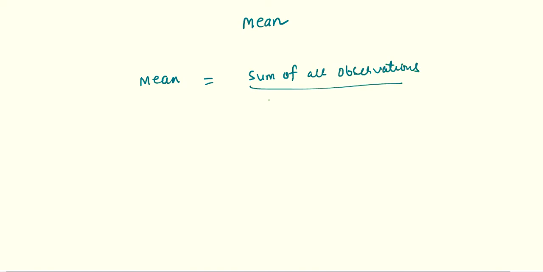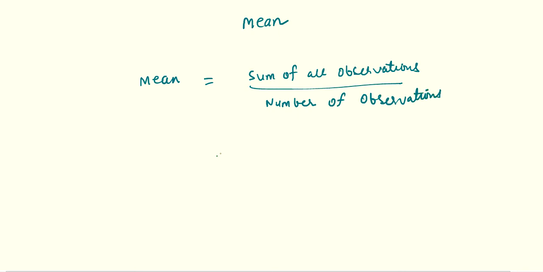After exercise 21A, our next topic is mean, that is arithmetic mean or average. So, what do you mean by mean? Mean equals sum of all observations divided by number of observations.